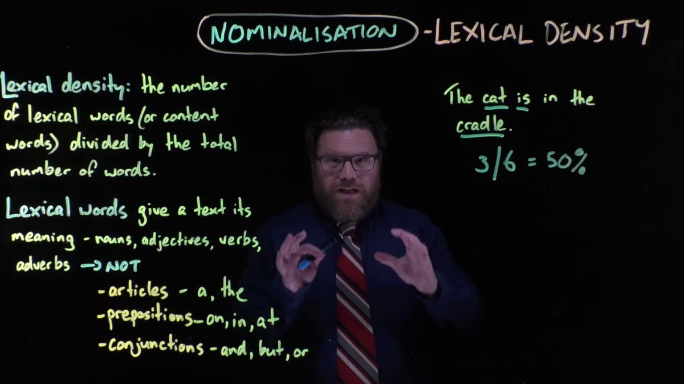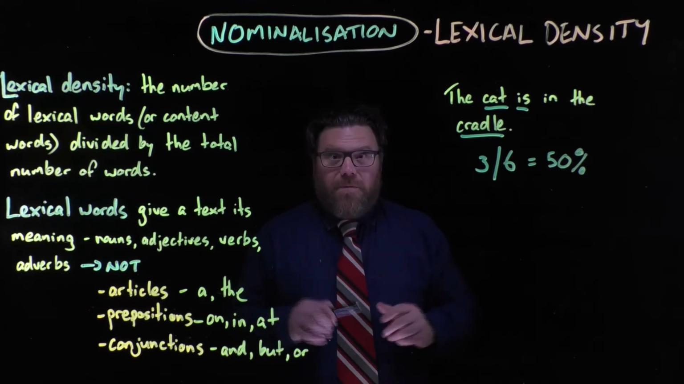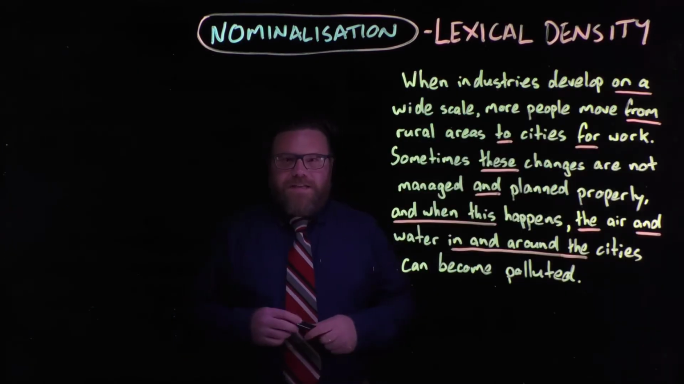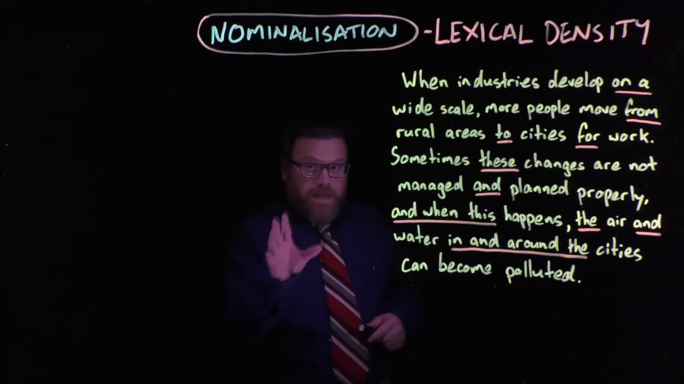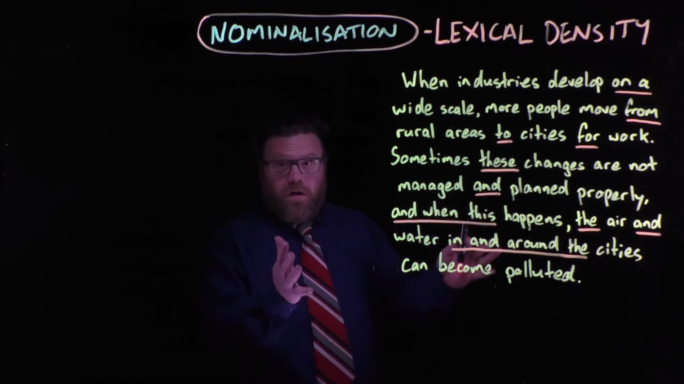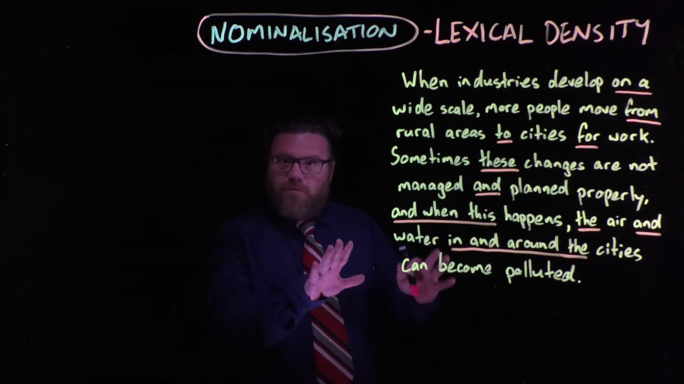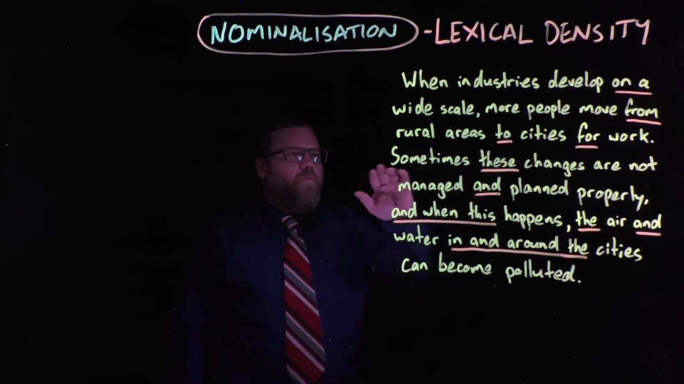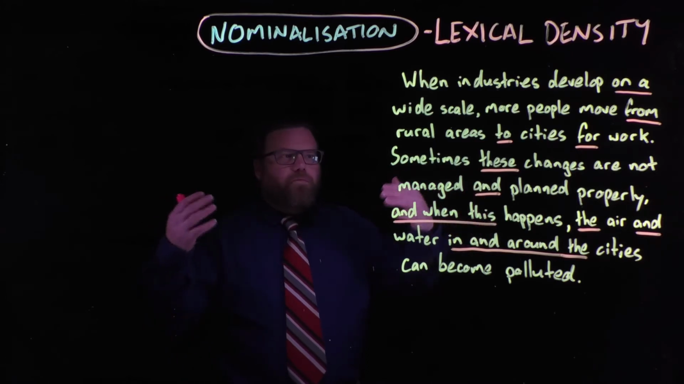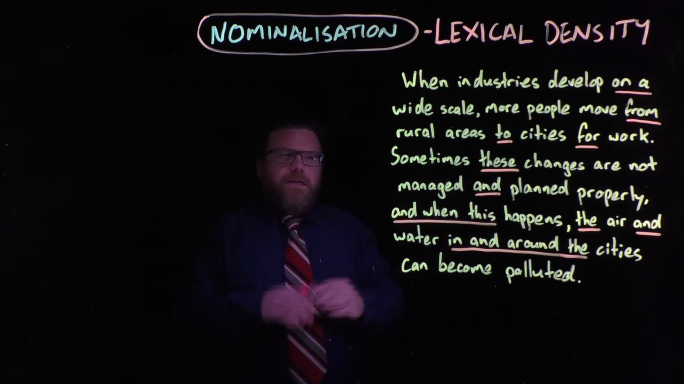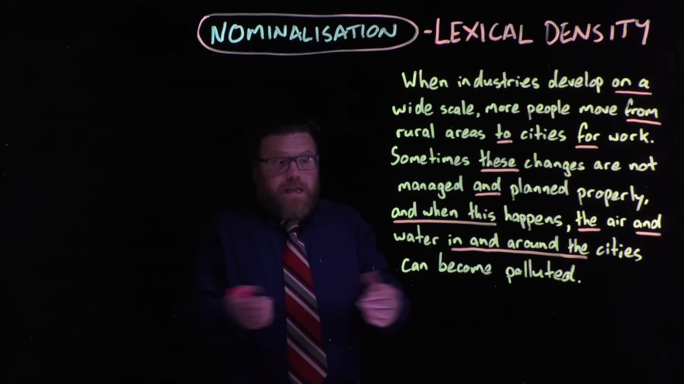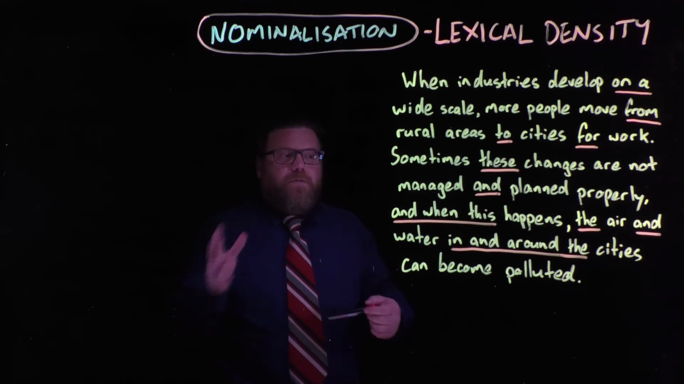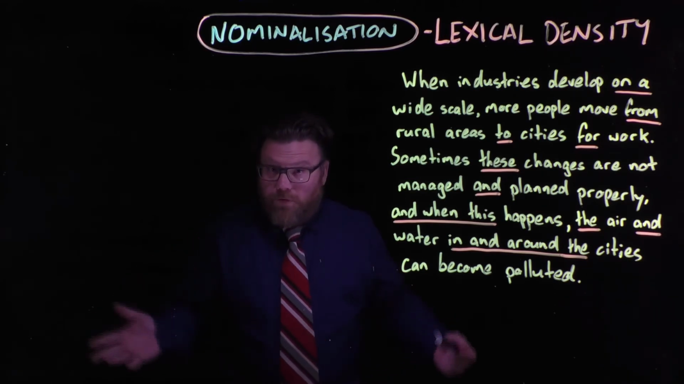Now let me show you another example that I think is going to blow your mind. Okay, let's see what happens when we nominalise a passage. As you can see, this passage is quite long. I had to end up getting rid of everything to have enough room on the board. So this passage reads, when industries develop on a wide scale, more people move from rural areas to cities for work. Sometimes these changes are not managed and planned properly, and when this happens, the air and water in and around the cities can become polluted.